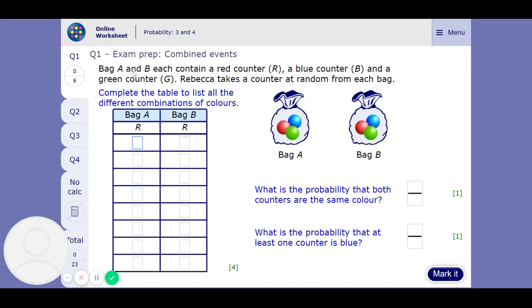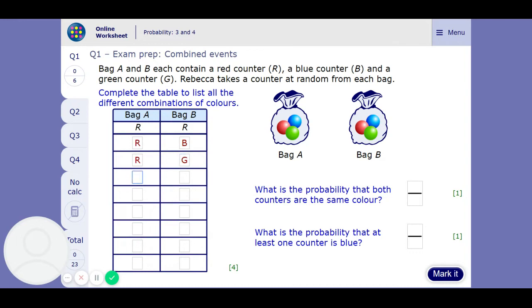Bag A and B contain a red counter and a blue counter and a green counter. Rebecca takes a counter at random from each bag. Complete the table of the list of all the different combinations. So it could be red and red. Well, the first one could still be red, but the second one could be blue. And the third one could be red and it could be green.